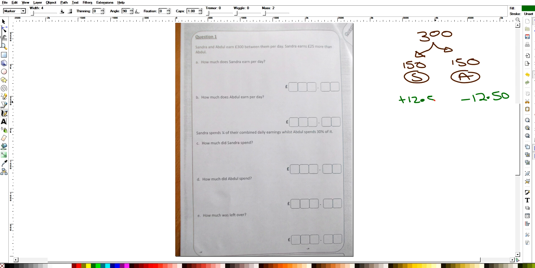Oh, you split the £25 into 2. Because when you take it off here and add it on there, it's as though you've added 25 on. Because that one's gone down by 12.5, that one's gone up by 12.5. So now the difference is 25. So what does Sandra get now? 150 plus £12.50, which is Sandra's. So Sandra gets £162.50. So the answer goes here.